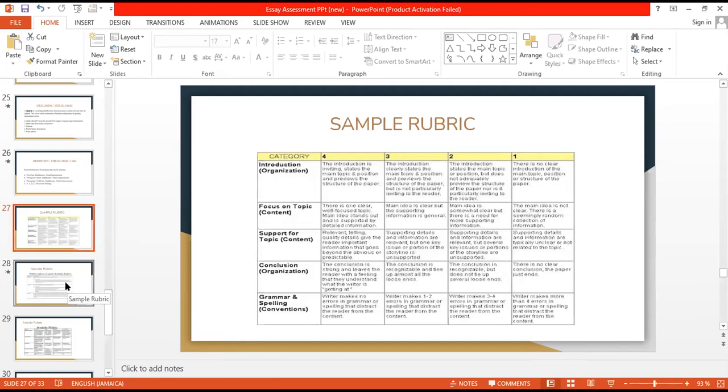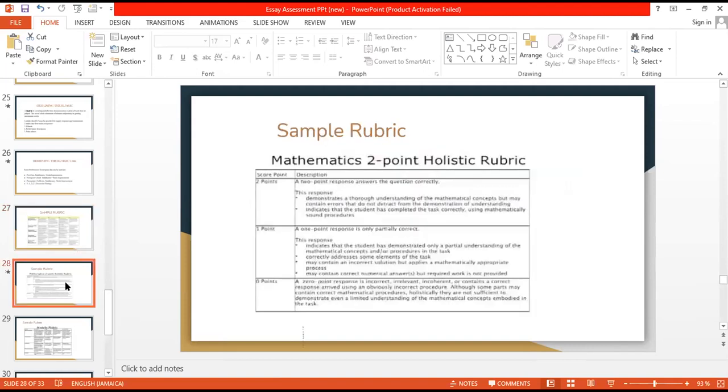So this is just an example to show you how we use performance descriptors to help guide the development of the rubric and to ensure that students have specific targets to answer the questions in the essay.